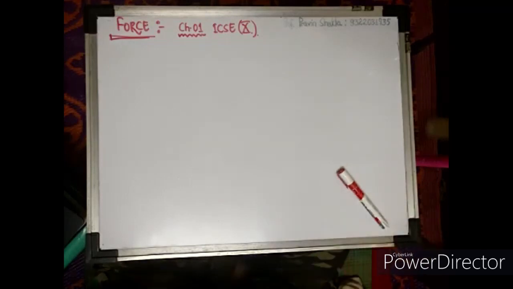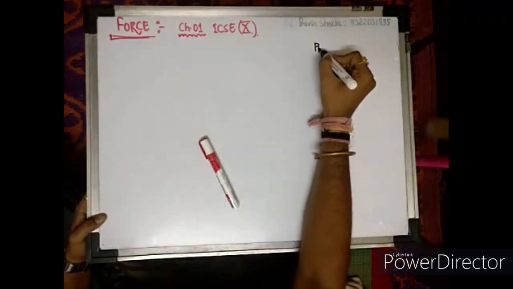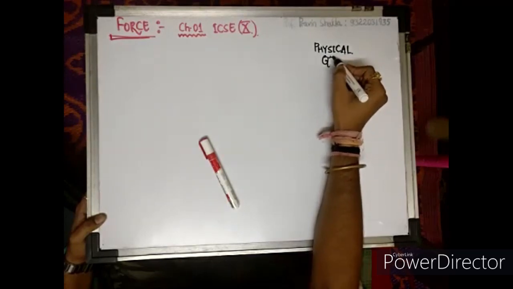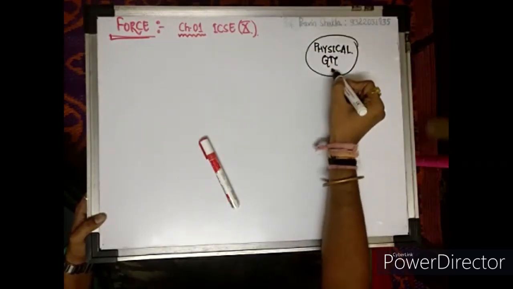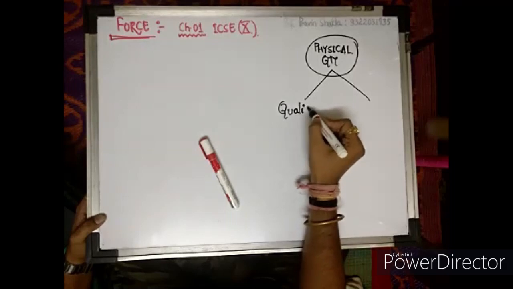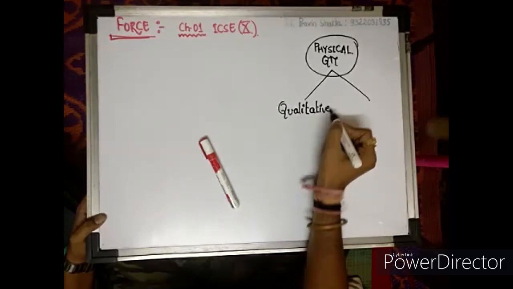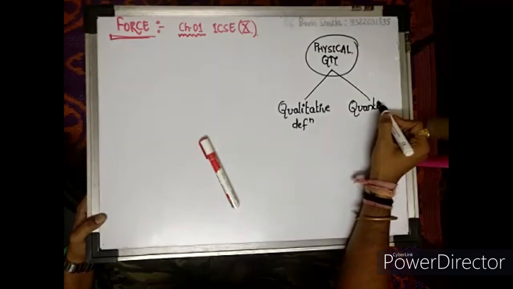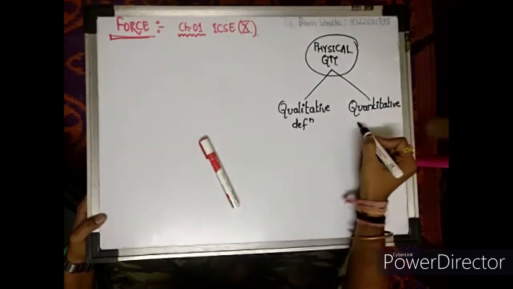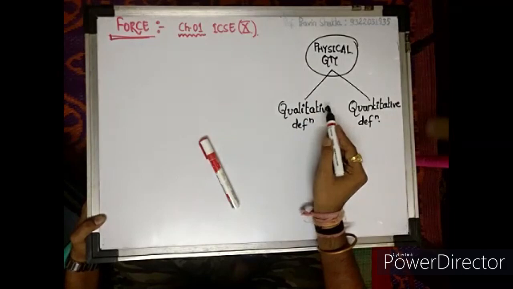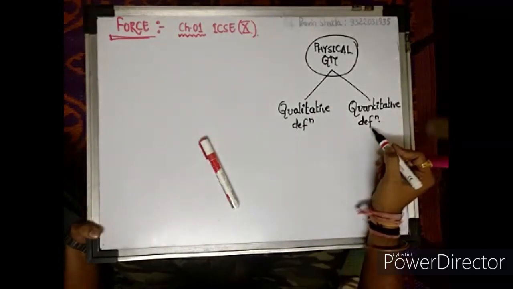So remember this. Every physical quantity has got two types of definition. One is qualitative definition and the other is quantitative definition. The qualitative definition gives you what exactly the physical quantity is all about, and the quantitative definition gives you how it can be calculated, right? So this is also called the formula.